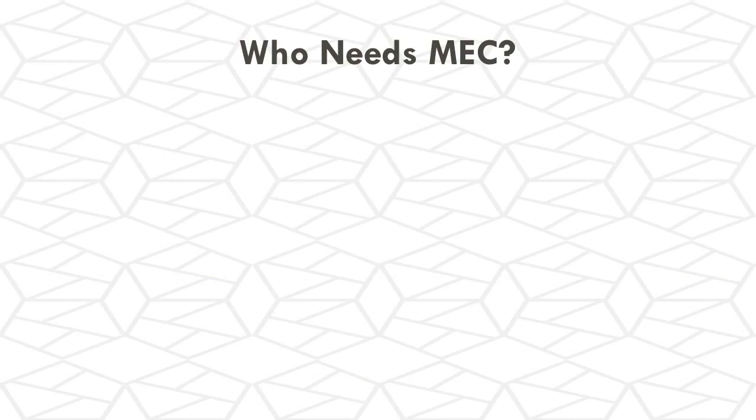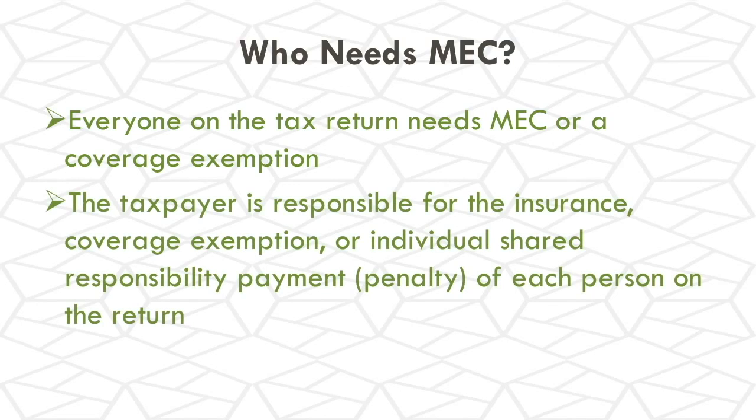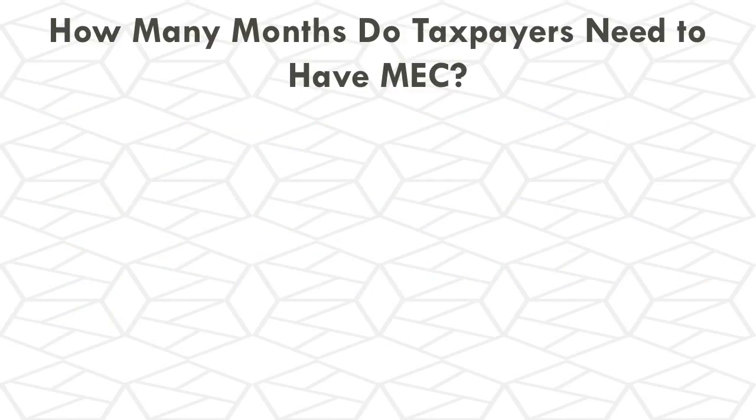So who needs minimum essential coverage? Essentially, everybody that's on the tax return needs to have minimum essential coverage, or if they don't have minimum essential coverage, they need to have a coverage exemption in order to avoid the shared responsibility payment. Now, the taxpayer is going to be responsible for the insurance, the coverage exemption, or this individual shared responsibility payment of each person on the return. So the spouse, dependents, the taxpayer is going to be responsible for all of those people on their return if they don't have insurance.